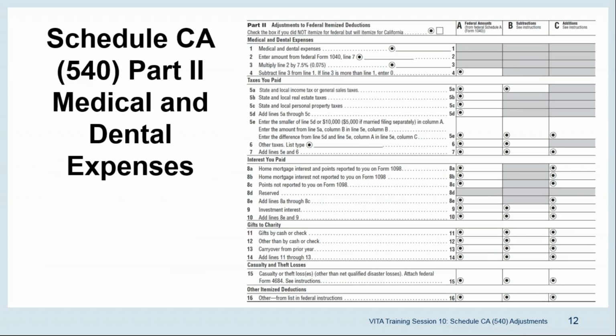Now we will cover lines 1 through 30 of the Schedule CA 540 Part 2. Medical and dental expenses. For lines 1 through 16, which include medical and dental expenses, taxes paid, interest paid, gifts to charity, casualty and theft losses, and other itemized deductions, enter the same amount entered on your federal return Schedule A 1040. Lines 1 through 4 conform to federal. Therefore, no adjustment is needed. This information should automatically flow from the entries made in the federal section of TaxSlayer.